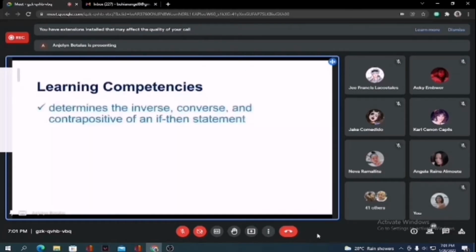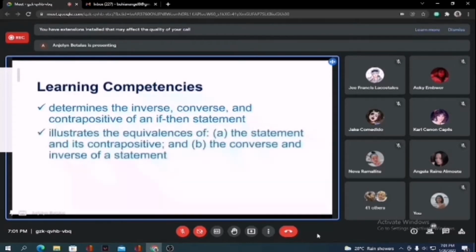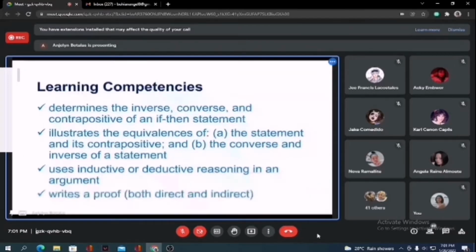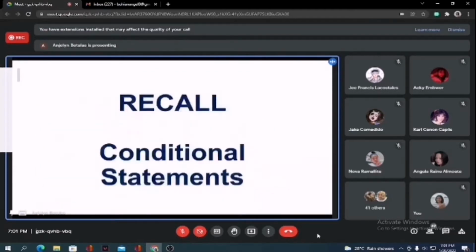The first one, determine the inverse, converse, and contrapositive of an if-then statement. Then illustrates the equivalences of the statement and its contrapositive, the converse and inverse of a statement. And then uses inductive or deductive reasoning in an argument. So these are the learning competencies for the week 4 module. I also write a proof, both direct and indirect proof.